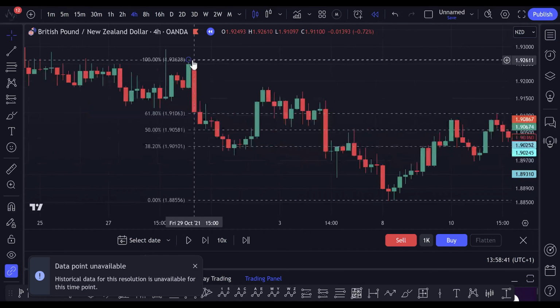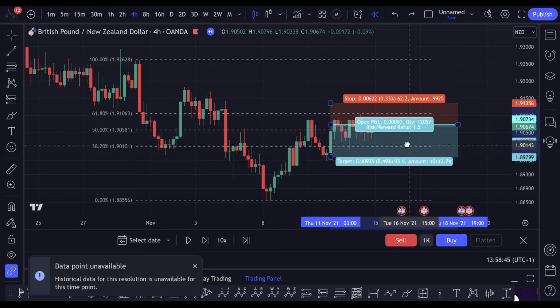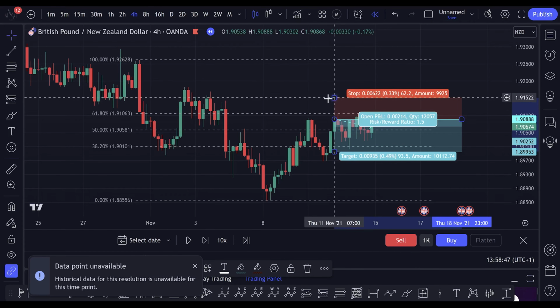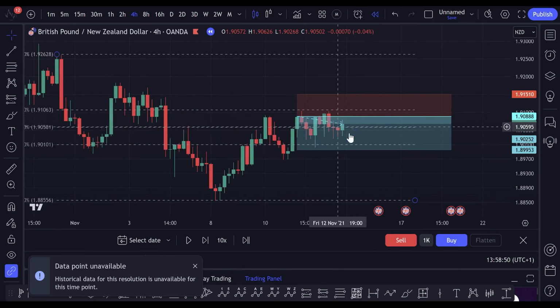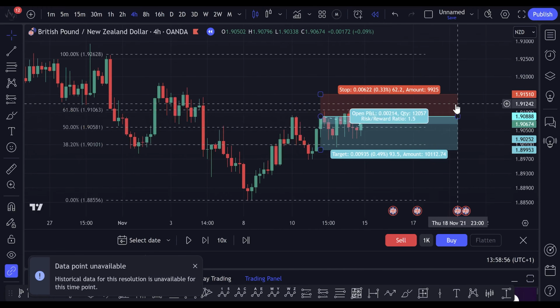And so these are the entry confluences. In the end, I entered the trade. I entered the trade right here approximately, with the stop loss above this high, and the take profit at a fixed RRR. It's at a fixed 1.5 risk to reward ratio, as you can see. So this was my first trade.